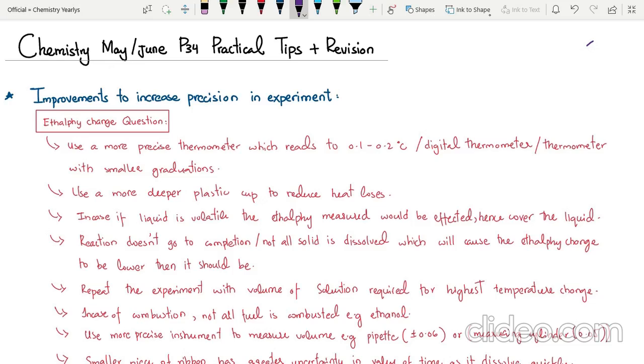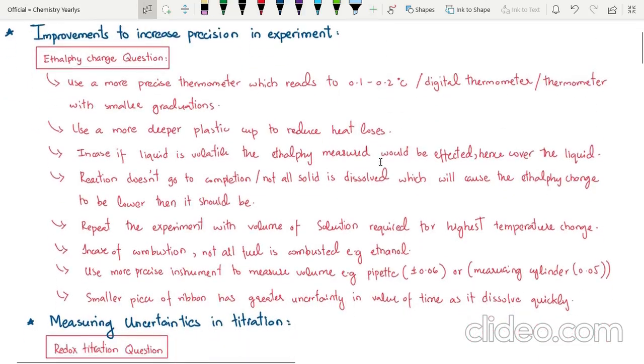While some of you will now think that 0.05 is lesser than 0.06, what happens in a measuring cylinder is that we take the readings two times. Once at the zero mark and the other at the volume we read off. So the 0.05 actually multiplies with 2 when we are taking two readings. So it will become 0.1 and the uncertainty actually increases. While in a pipette we always take the reading once. So this is how you can use a more precise instrument to measure volume.